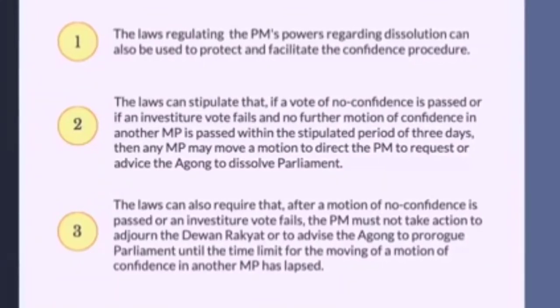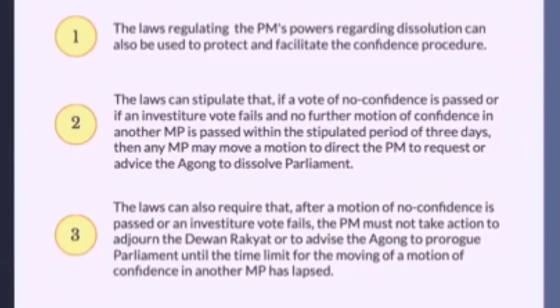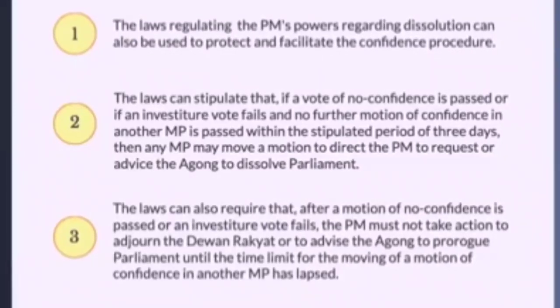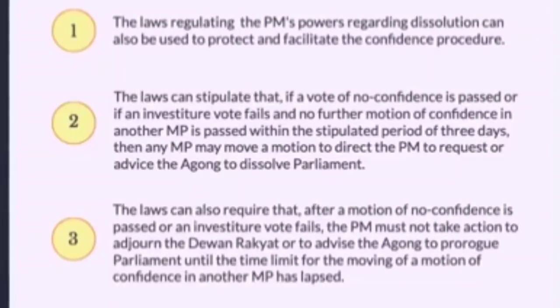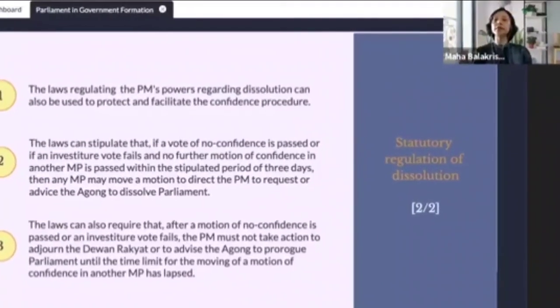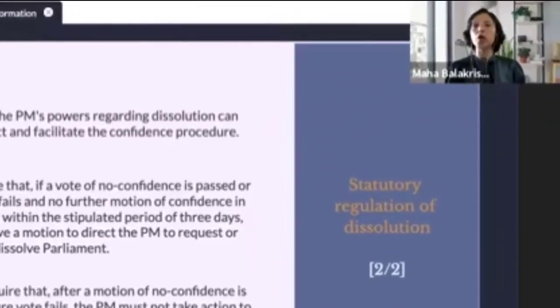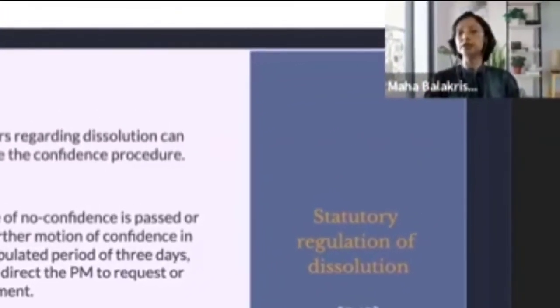Now, the laws can also require that after a motion of no confidence is passed or an investiture vote fails, in order to give the Dewan Rakyat the 3-day window to see if they can appoint a new PM, the incumbent PM can be prevented from either advising the Agong to prorogue Parliament or to adjourn the Dewan Rakyat.